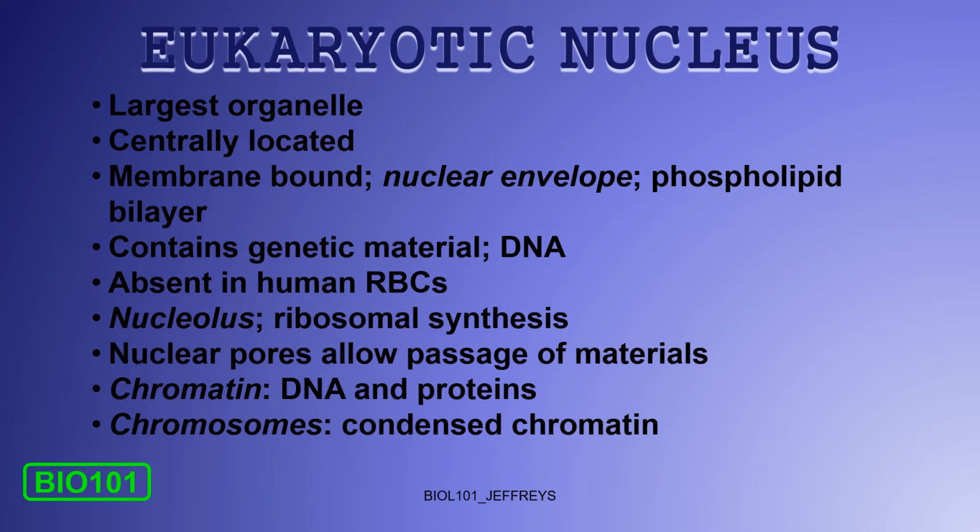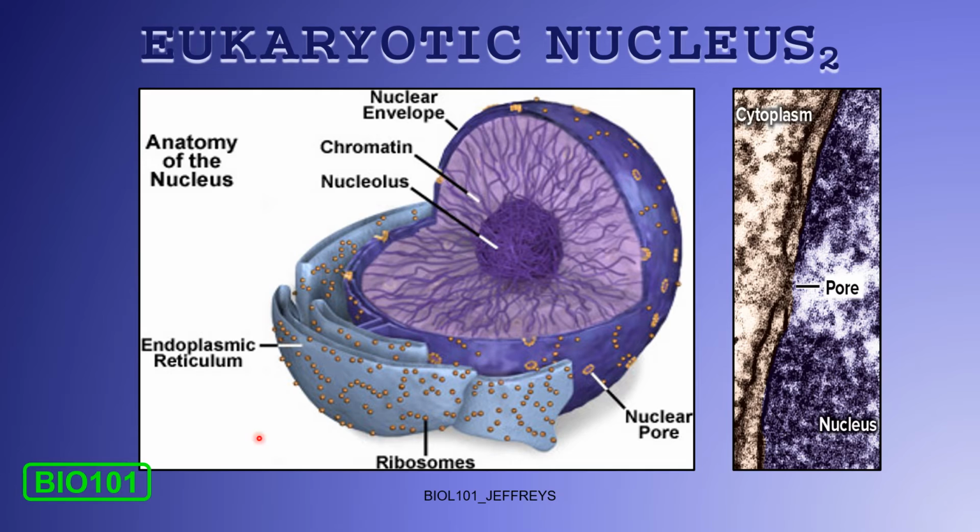Okay, you can't really distinguish chromatin as chromatin, but when the chromatin condenses, it forms what we'll see as chromosomes. Those dark structures that I showed you earlier in the onion cells, that's condensed chromatin. We call them chromosomes. So here is the eukaryotic nucleus.